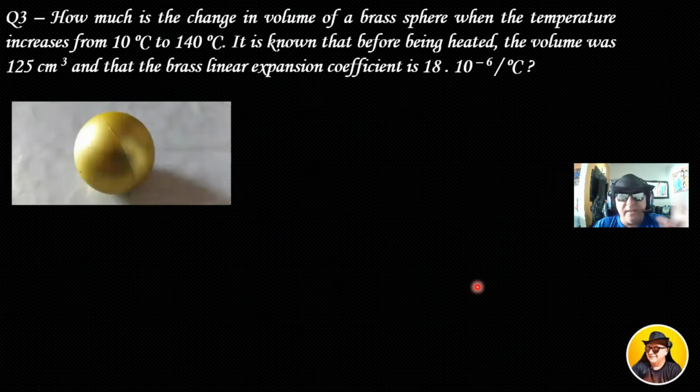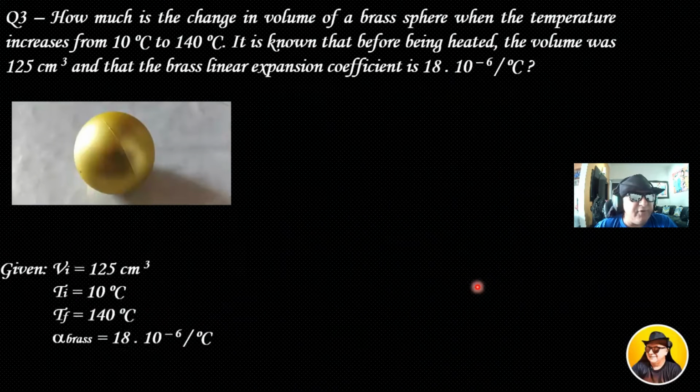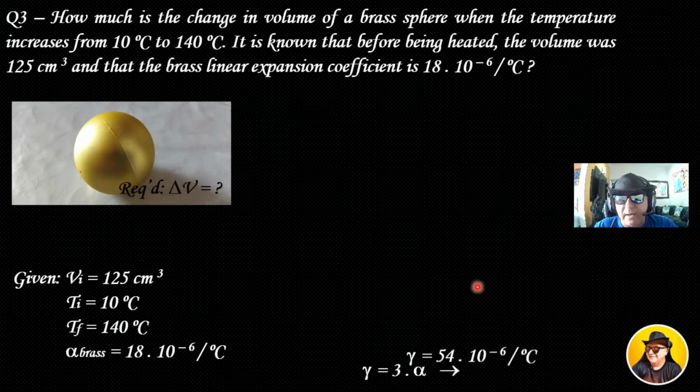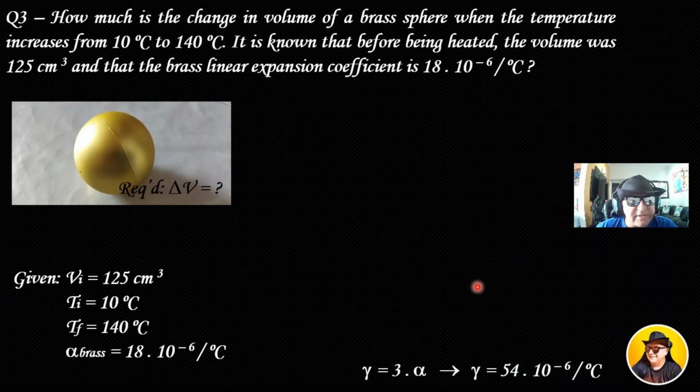Okay, so another illustrative picture. What was given? VI, TI, TF, and alpha of brass. Pay attention again. They didn't give you gamma, they gave you alpha. So another conversion is going to be done. What is required? Delta V. So gamma is 3 times alpha. If alpha is 18 times 10 to minus 6, gamma is 3 times 18, which is 54. So gamma is 54 times 10 to minus 6 per degree Celsius.